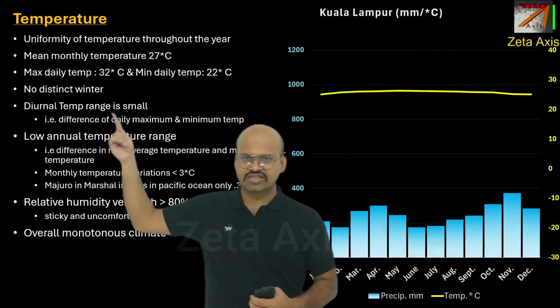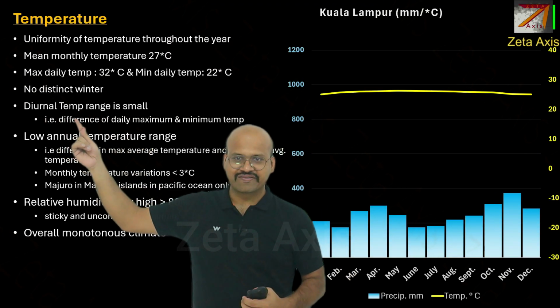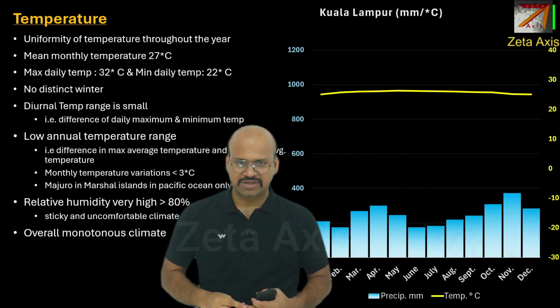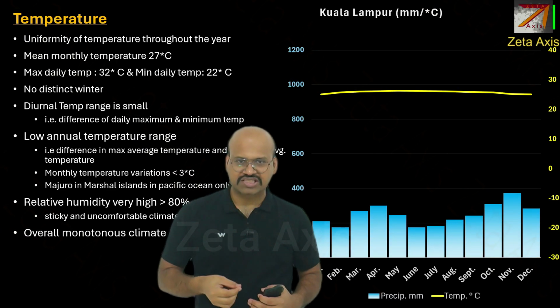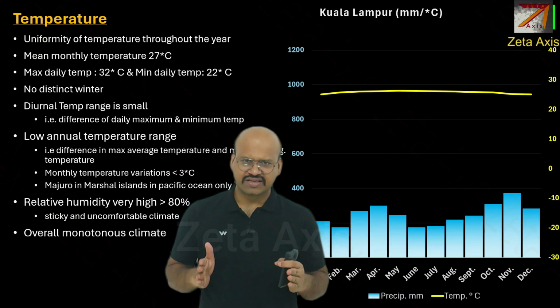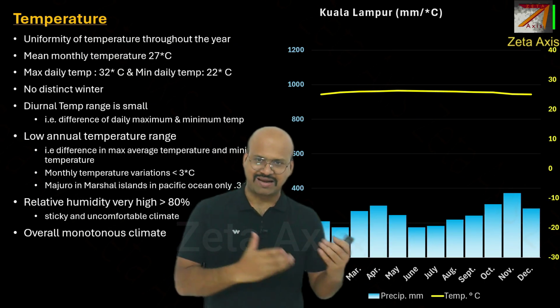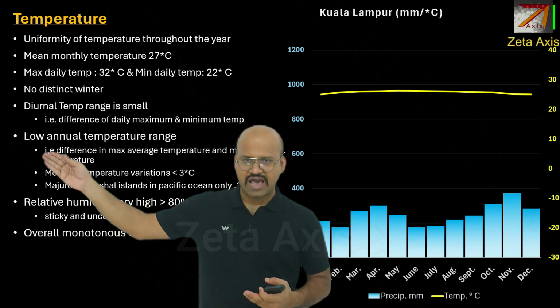Diurnal temperature range is small. Diurnal means the difference between the daily maximum temperature and the daily minimum temperature. So within a day, what is the maximum temperature and what is the minimum temperature, the difference is smaller compared to other climatic systems. It has a low annual temperature range.